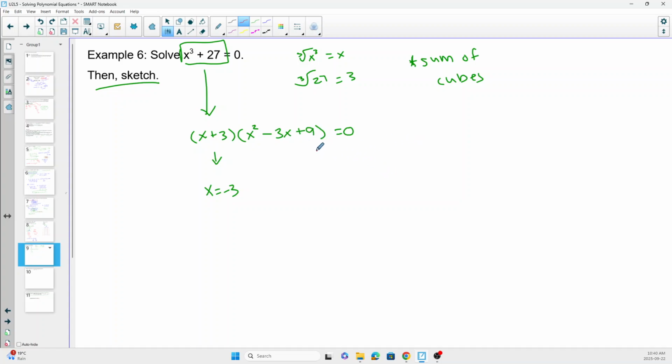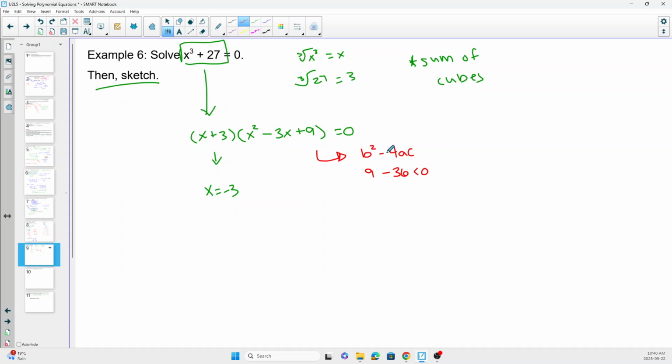But remember, when we're using the quadratic formula, we always check the discriminant. b squared minus 4ac. So b squared is negative 3 times negative 3, which is 9, minus 4 times a, which is 1, times c, which is 9, which is 36. That's going to give me a value that is less than 0.